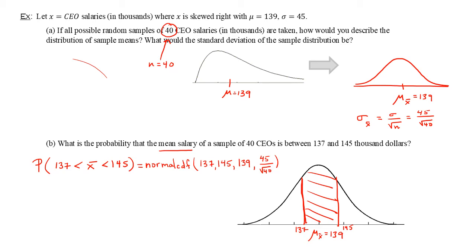So when we compute this normal CDF formula, we get something around 0.411. So about 0.411 probability that the mean salary of 40 CEOs is somewhere between 137 and 145,000.